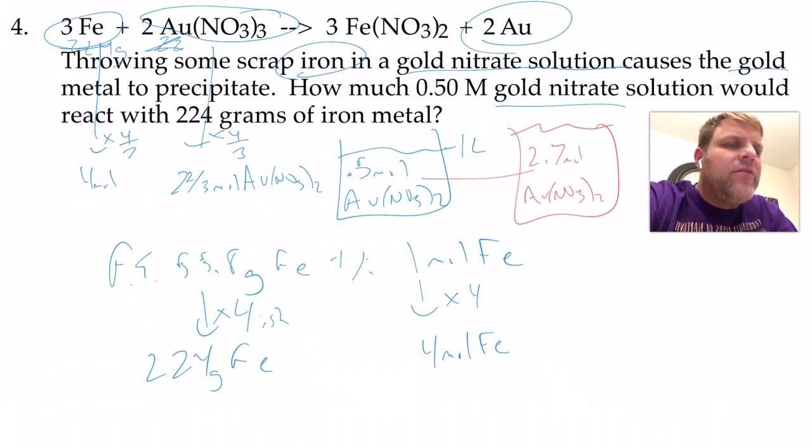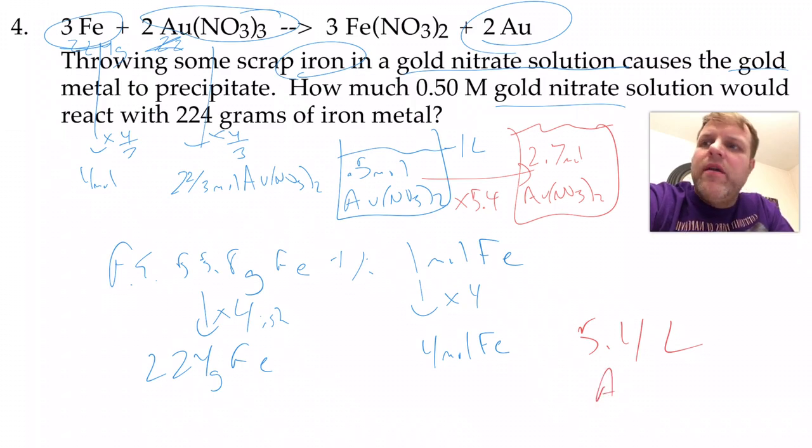So to get from 0.5 to 2.7, I'd have to multiply by a little bit more than 5. 5 would get me to 2.5. 0.1 would get me to 0.05, maybe 5.4. So we're going to need 5.4 liters of AuNO3.